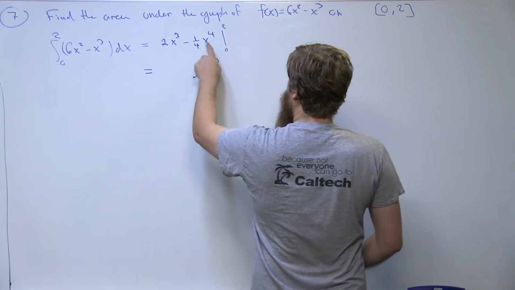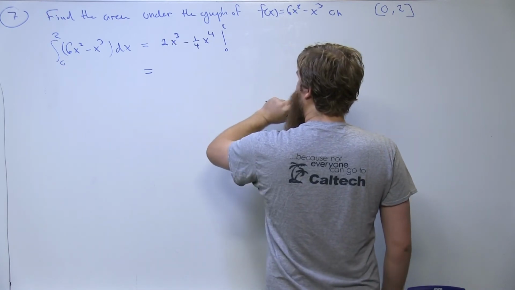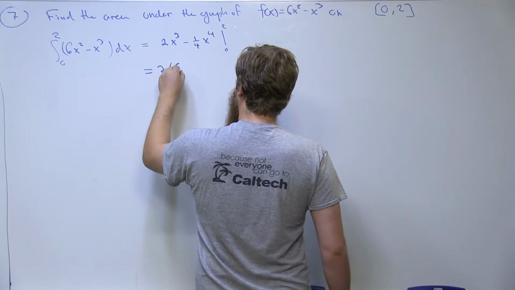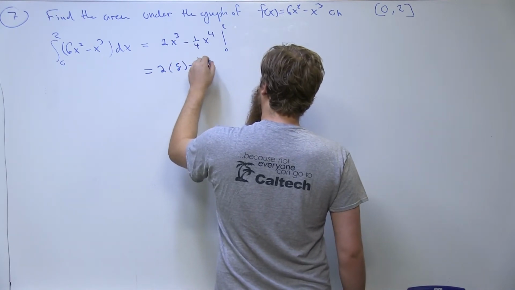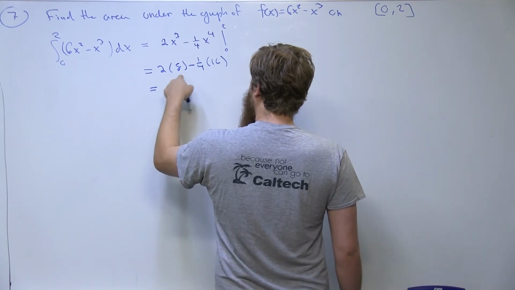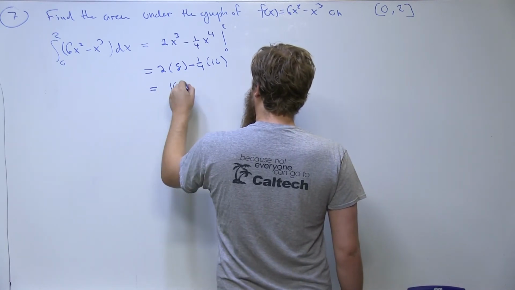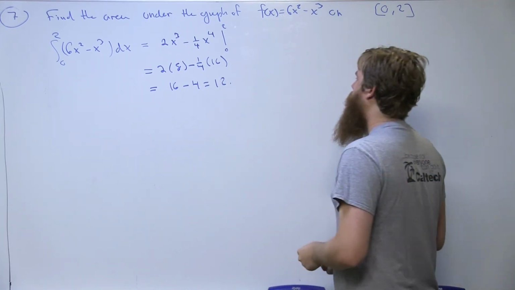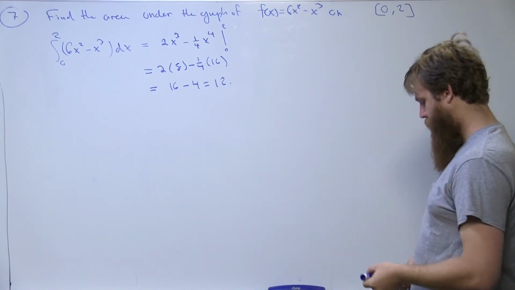The lower limit is going to contribute nothing, because both of these are equal to 0 at 0. So we only need to worry about the upper limit, and this is 2 times 8 minus 1/4 times 16. 2 times 8 is 16, 1/4 times 16 is 4. So the area under the graph is 12 units squared.